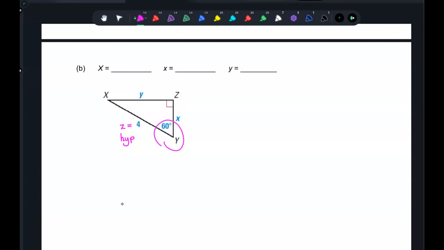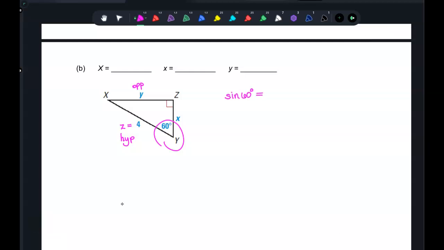Is this opposite or adjacent? This is opposite. I have to use sine here. Do you see why I can't use tangent? Because with opposite and adjacent, I have two unknowns. So I have to go with sine. Yeah, Minnie, you had a question?